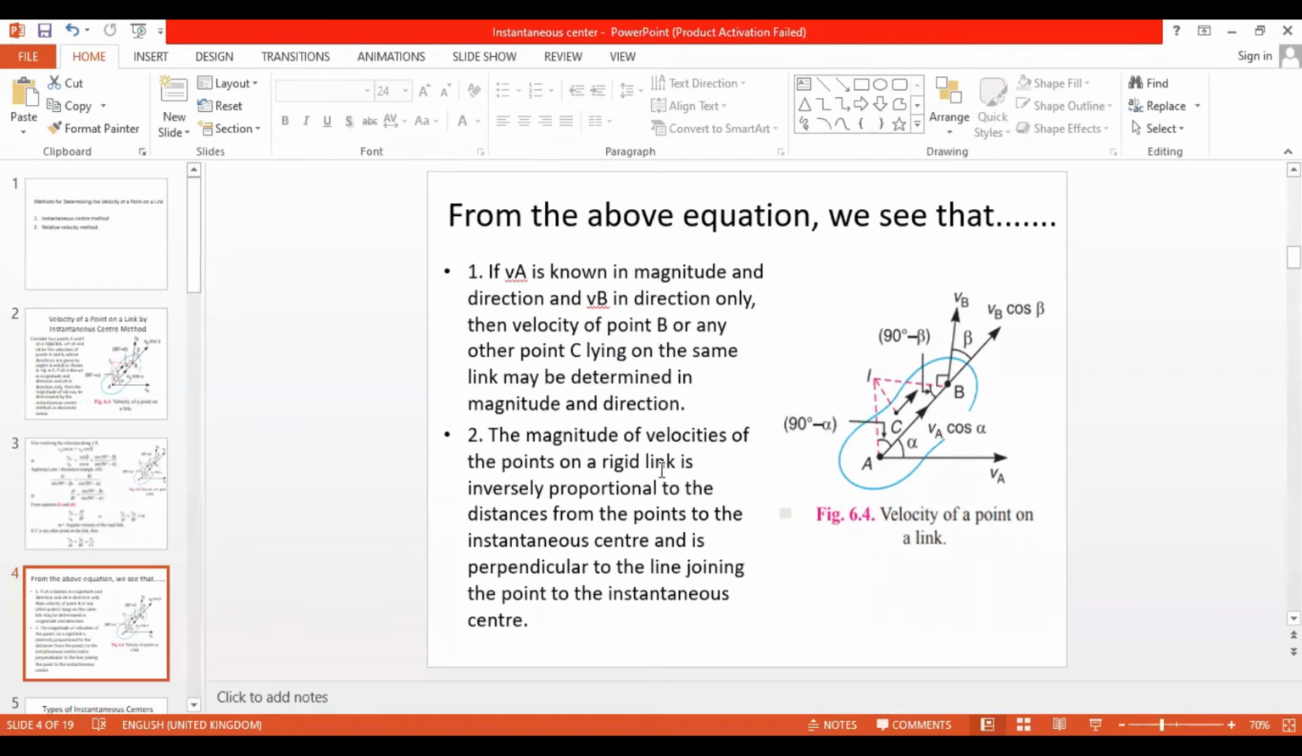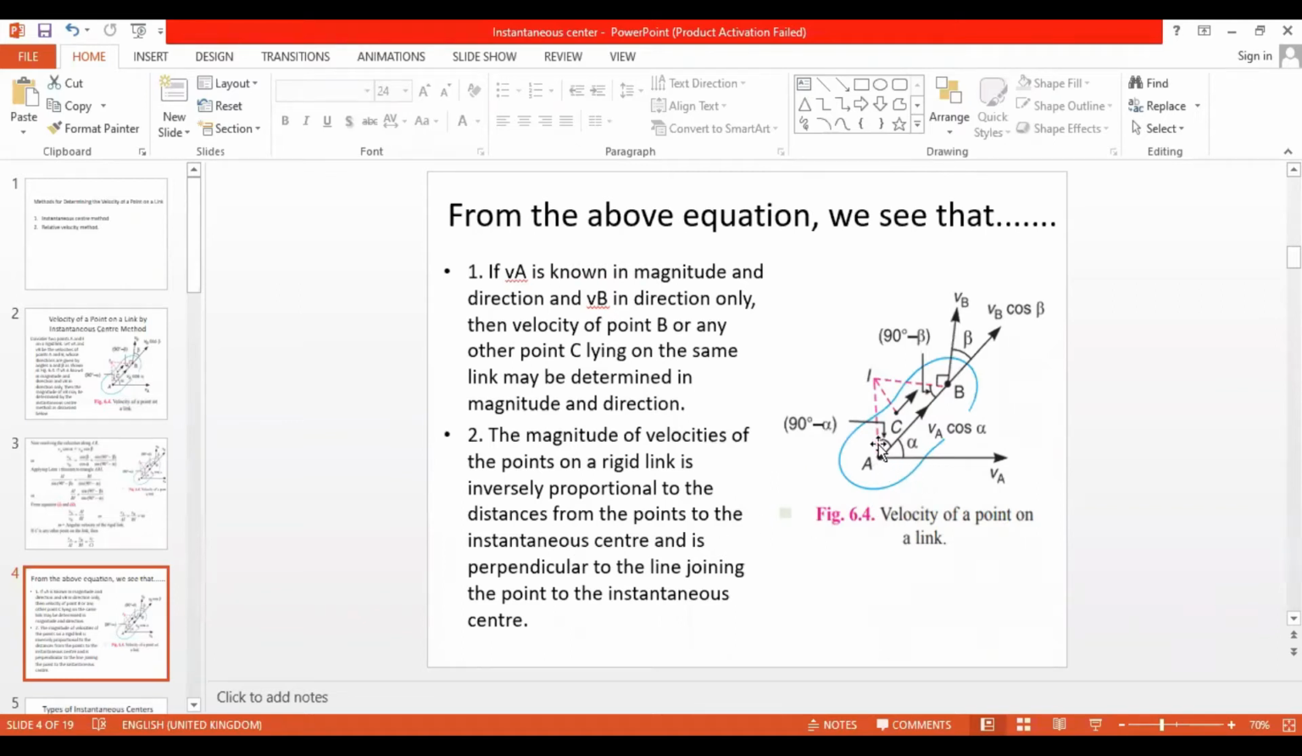So the magnitude of velocities of the points on a rigid link is inversely proportional to the distances, right? So if the distance increases, the magnitude will be decreasing.